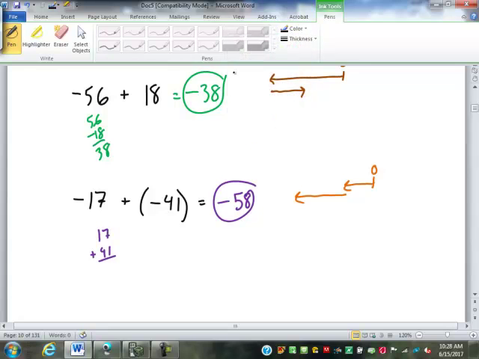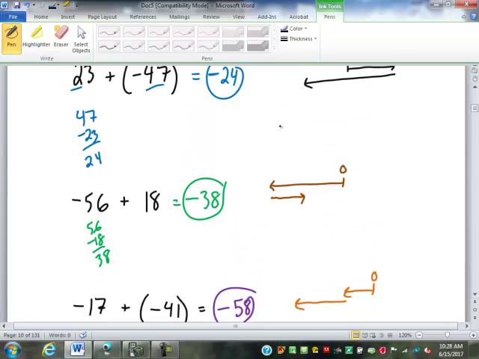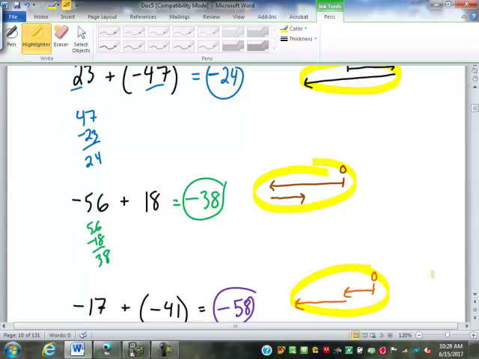So the addition was relatively simple. I said, I don't expect you to draw out number lines, but I do very much so in my head. I keep these pictures in mind when I am adding with integers.